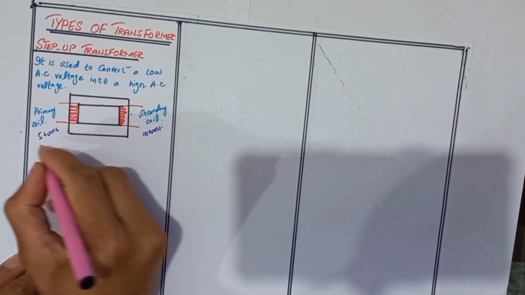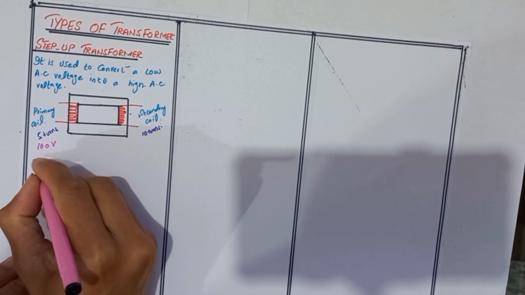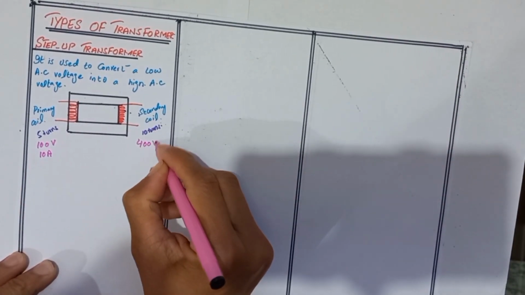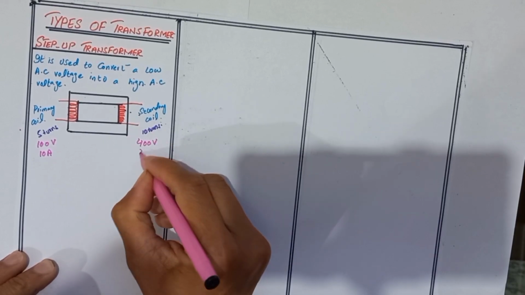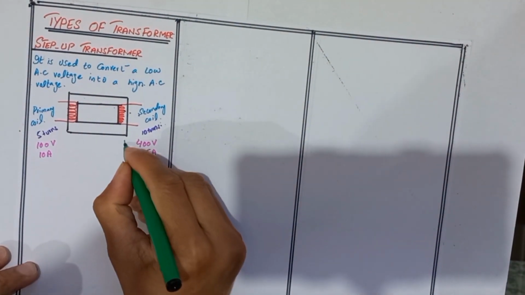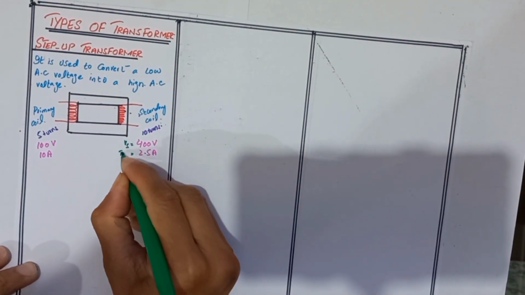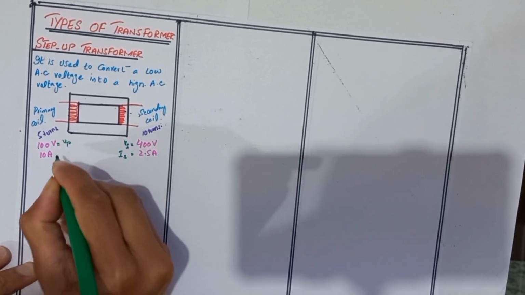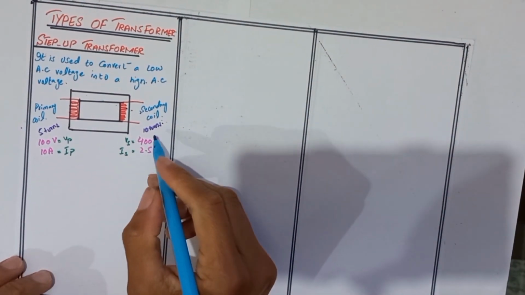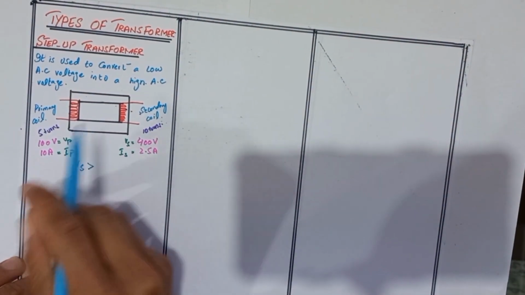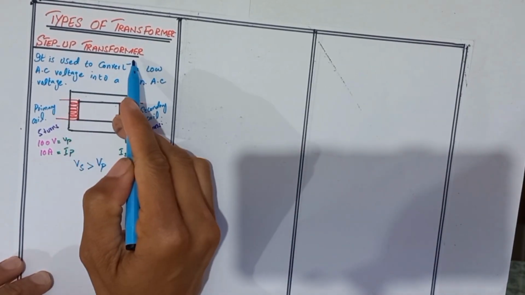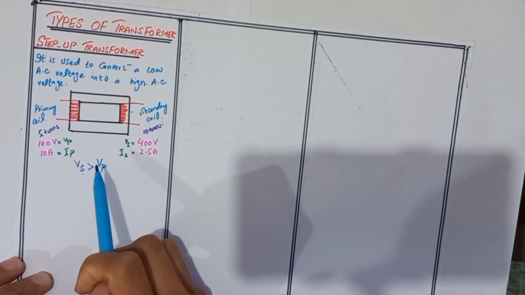If we apply a voltage in the primary coil of 100 volt, then the current that flows is 10 ampere. And in the secondary coil we get a voltage of 400 volt and a current of 2.5 ampere. Here the secondary voltage is denoted by Vs and the secondary current by Is, and the primary voltage is denoted by Vp and the primary current by Ip. In a step-up transformer, the secondary voltage is greater than the primary voltage, Vs is greater than Vp. We convert a low voltage signal into a high voltage signal.